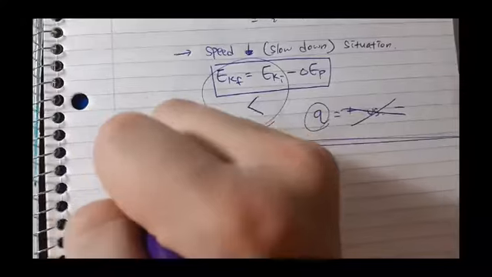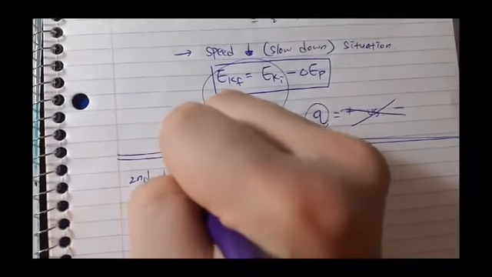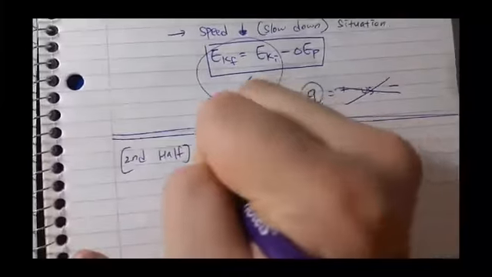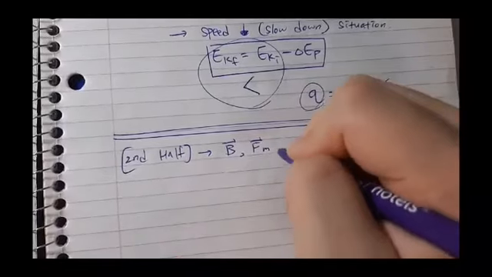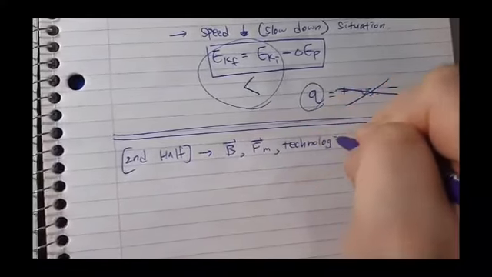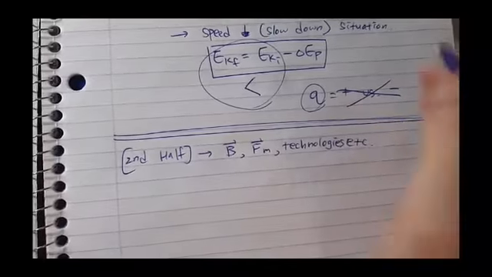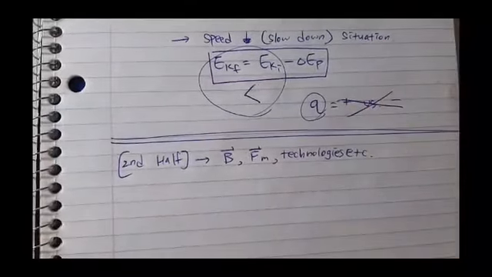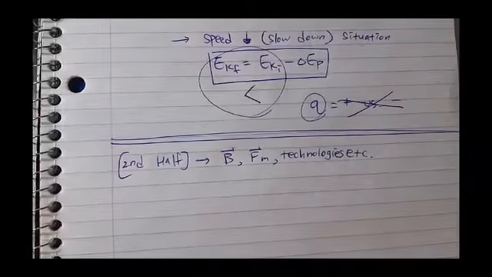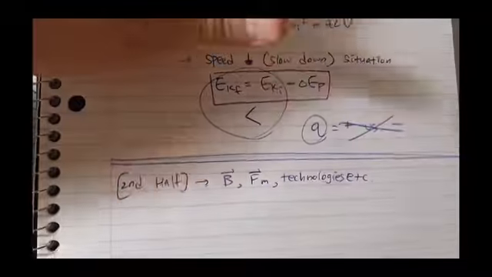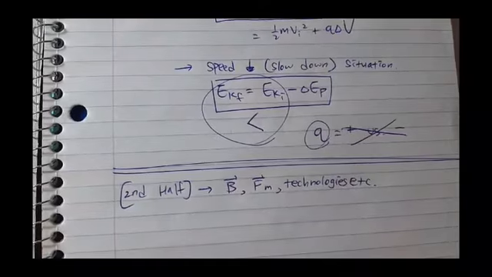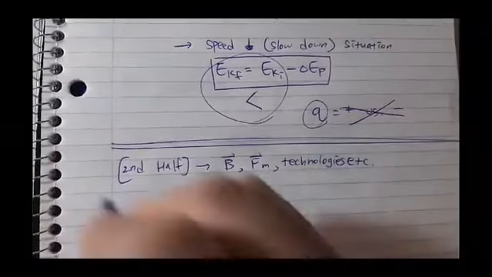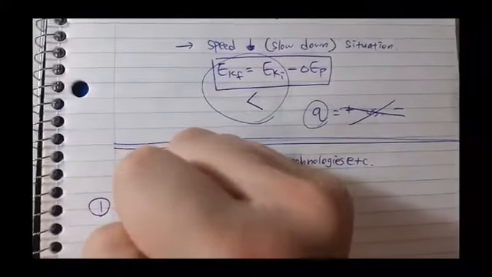So why don't we go to the second half of Unit B, which is everything involving magnetic field, magnetic force, and so on, and some technology, etc. One thing that I want you to understand is the interaction between magnetic field, force, and charged particle. The very first thing that we learned is the hand rule.